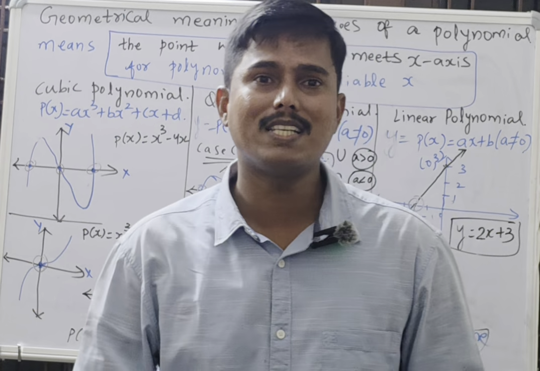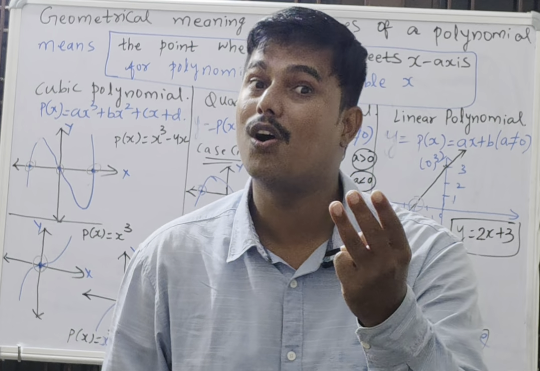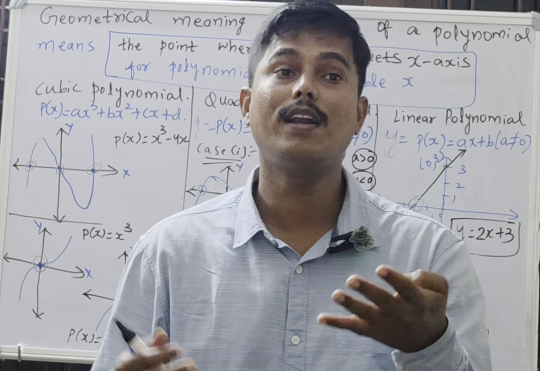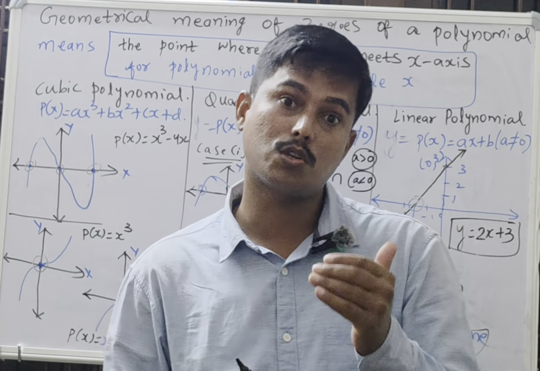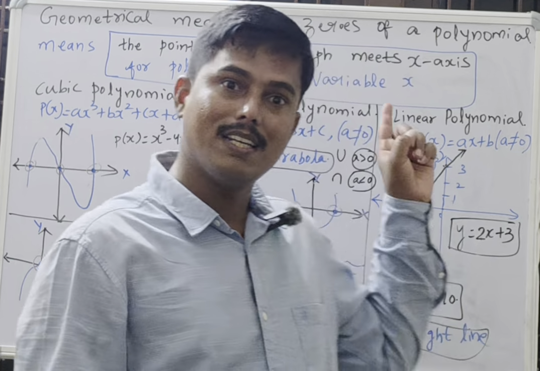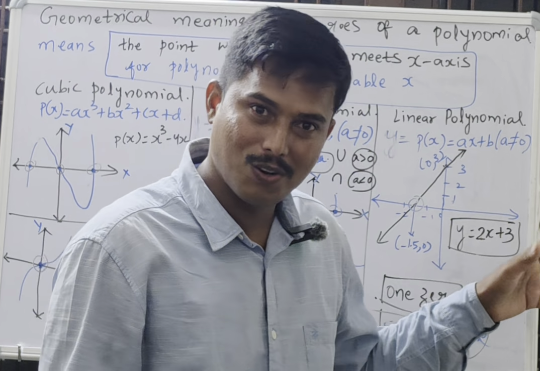So a cubic polynomial has at most how many zeros? At most 3 zeros. And at most means what? It may have 3 or 2 or 1 or no zeros. This concept we are also going to use in probability. Now degree 3, at most 3. Degree 2, at most 2. Degree 1 has only 1 zero.